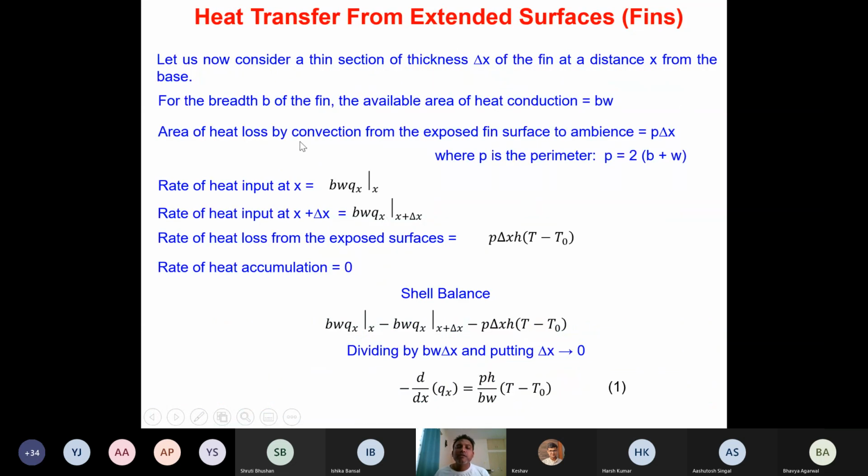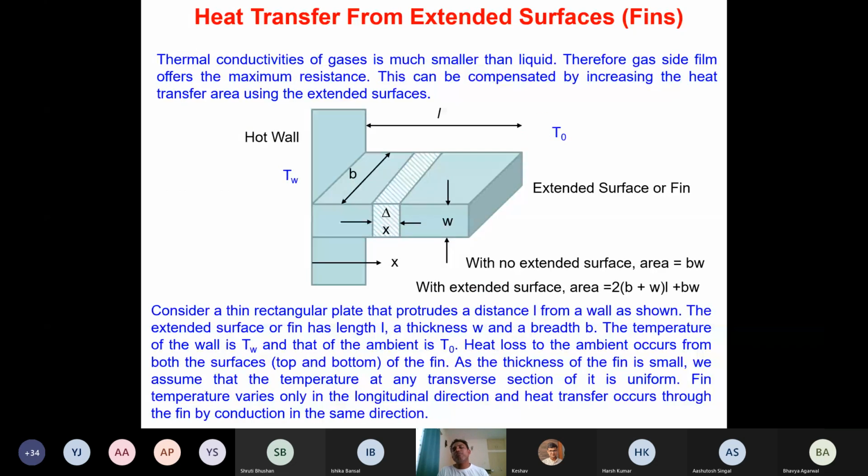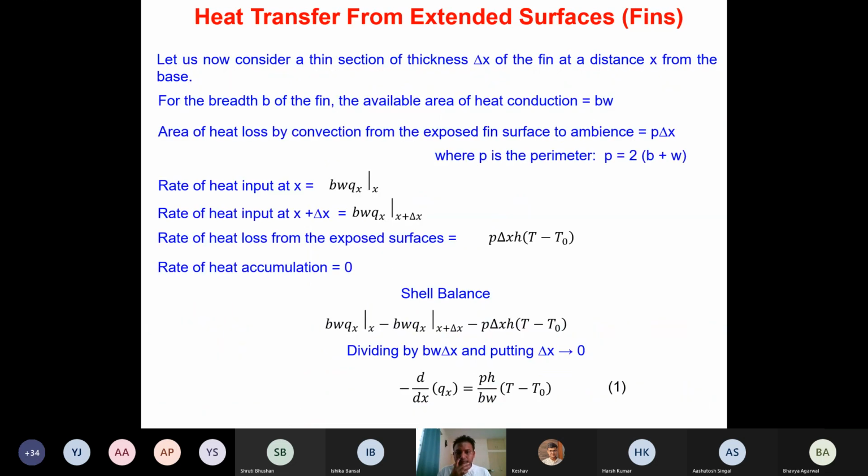The area of heat loss by convection from the exposed surface is going to be P into delta X, isn't it? And remember what we are assuming here is that the convection area is going to be these side areas, and this area is also available for the heat transfer, isn't it?